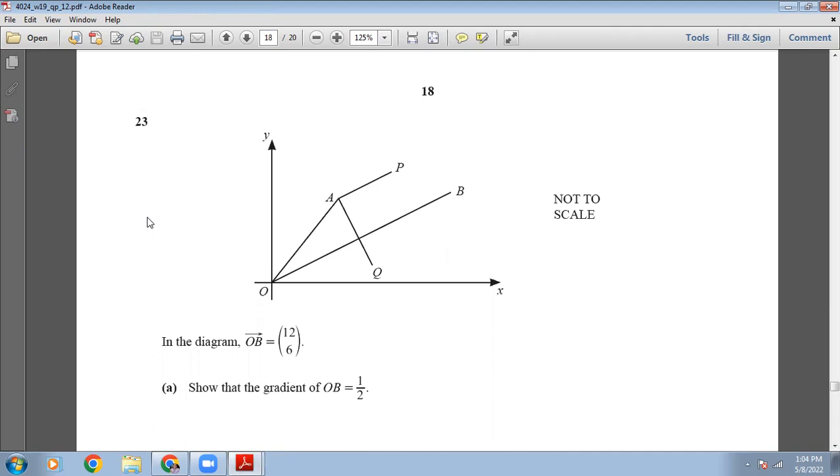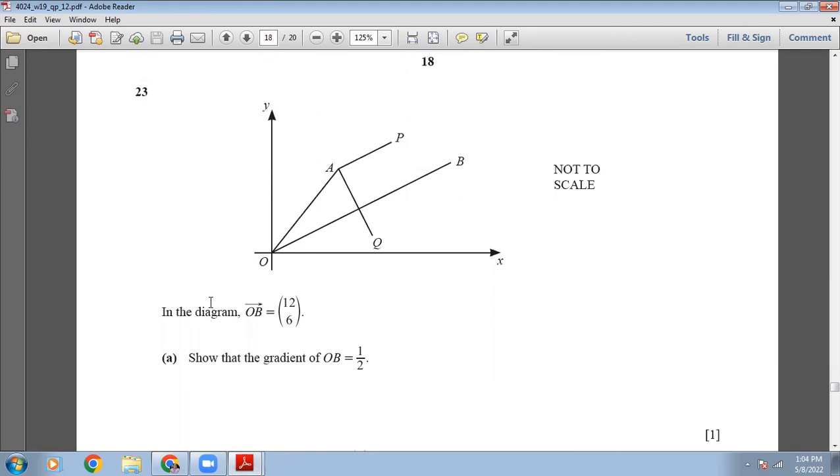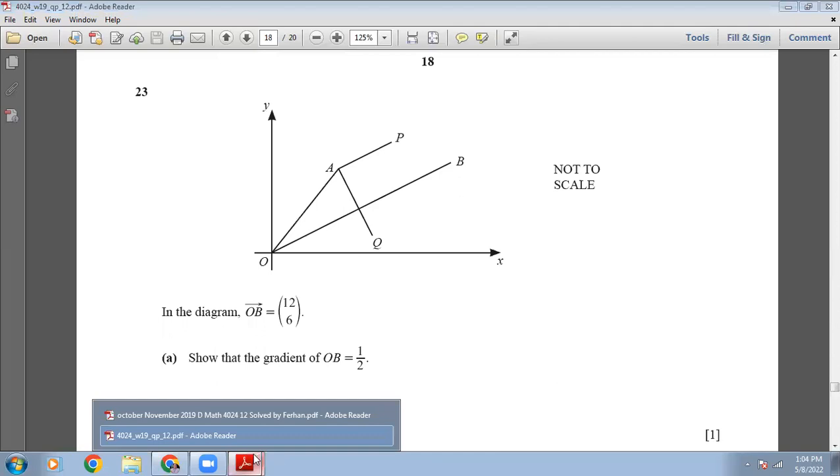The next question coming up on your screen is question number 23. In the diagram, the OB is (12, 6). So the X value is 12, Y value is 6. He says, show that the gradient of the OB is 1 by 2. We have to prove that the gradient. And you know, when a vector is given in the column matrix, or a column vector, you can find its gradient. The gradient is y divided by x. Its y is 6, its x is 12. Y divided by x is equal to the gradient.